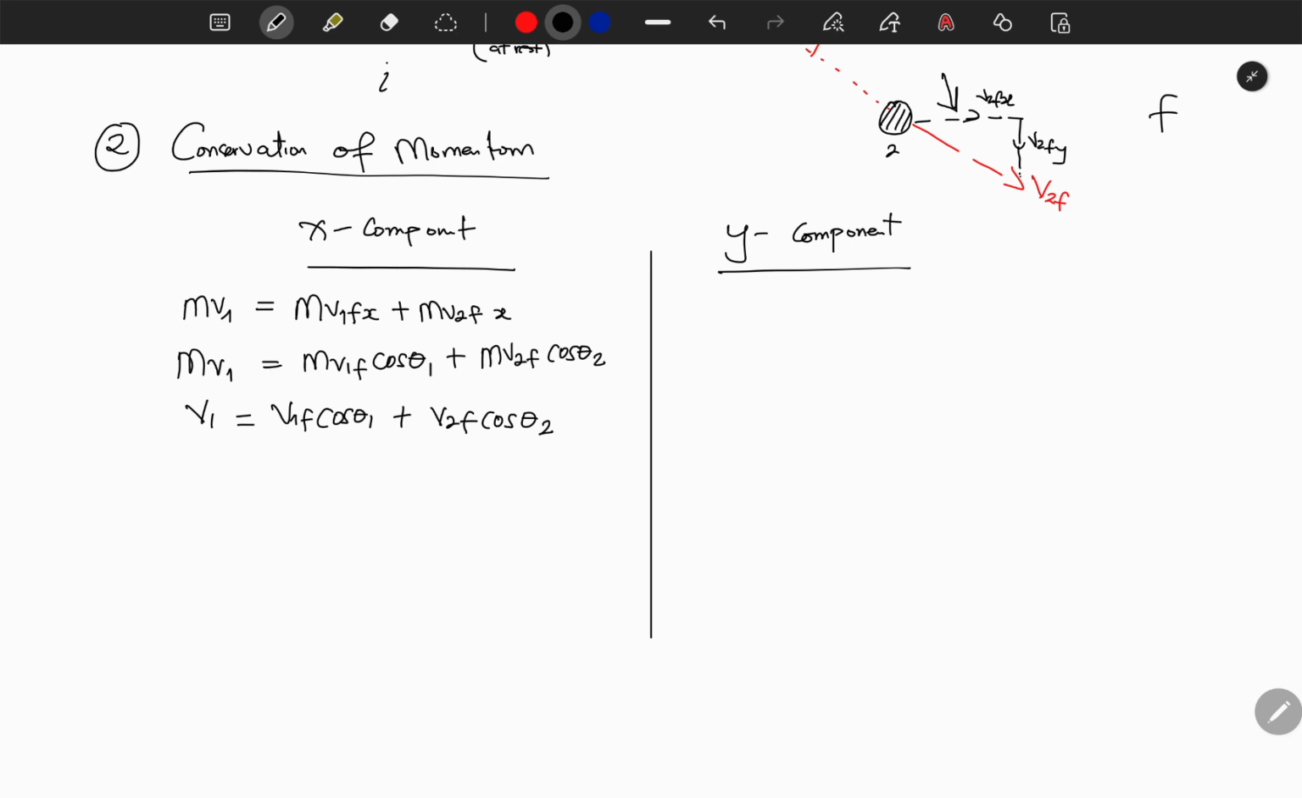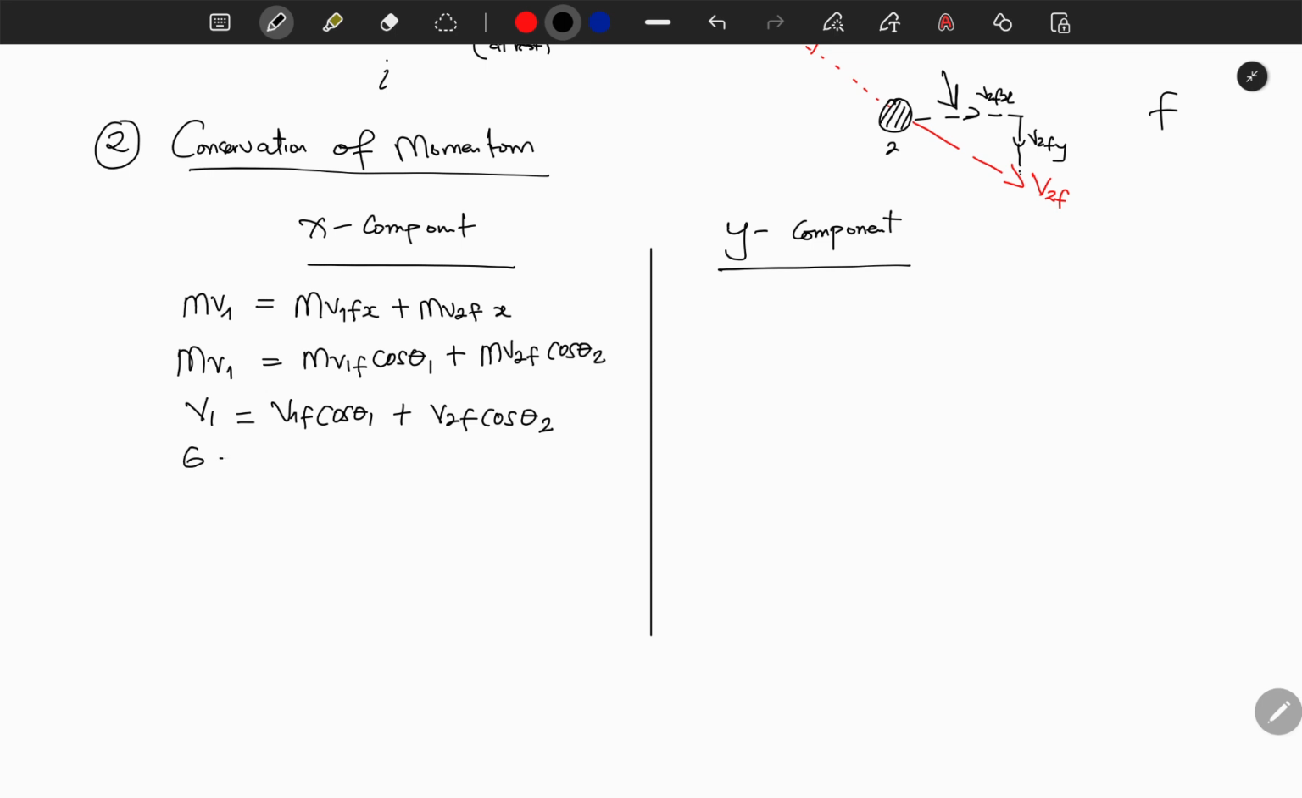We know what this one is, just 6. So v1f, the first angle is 25 degrees, plus v2f cos theta 2. Let's go for the y component.